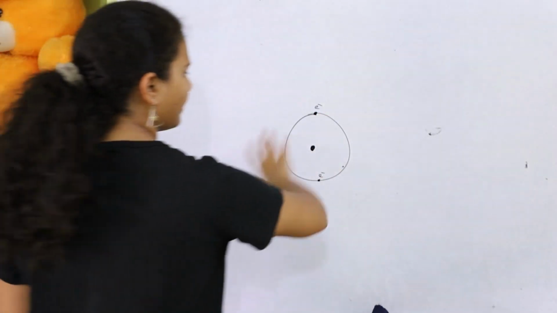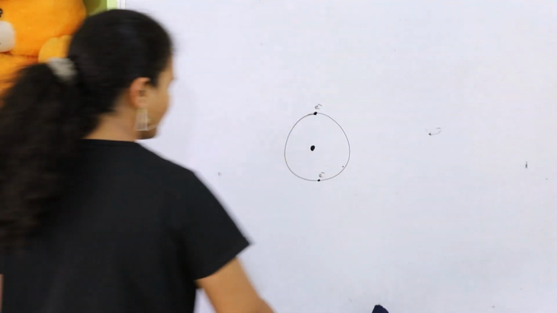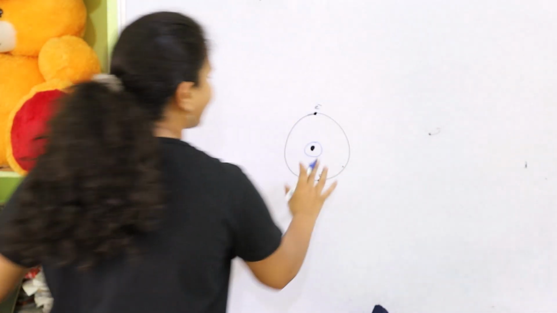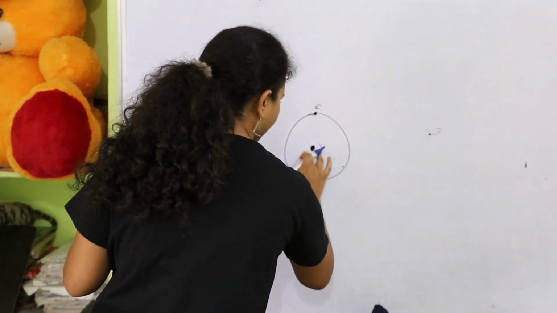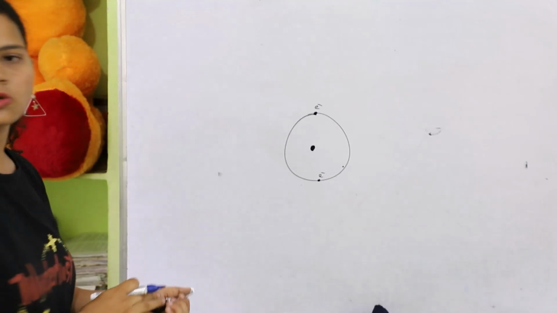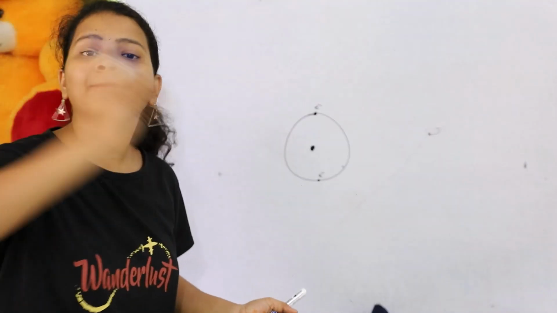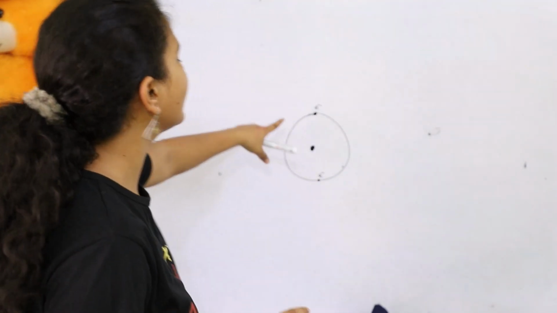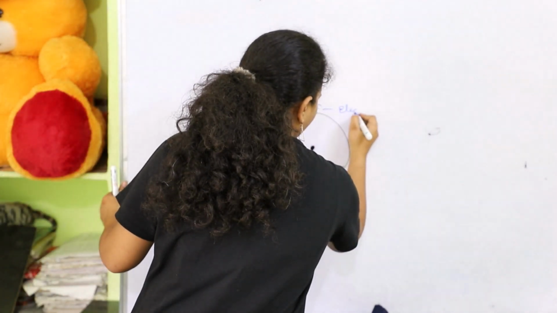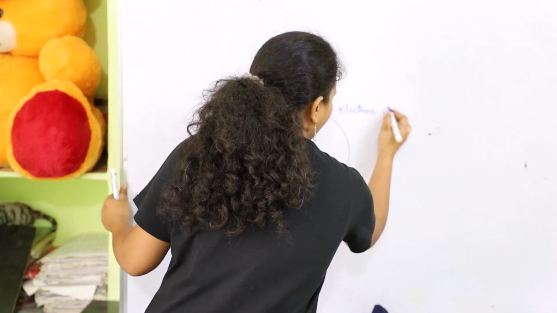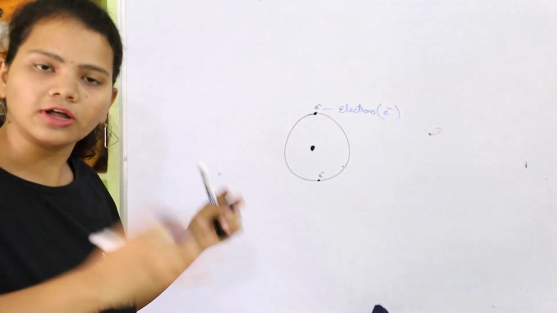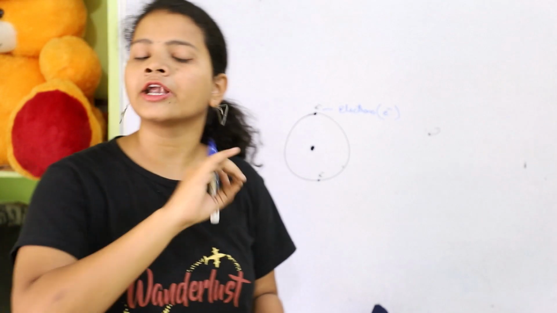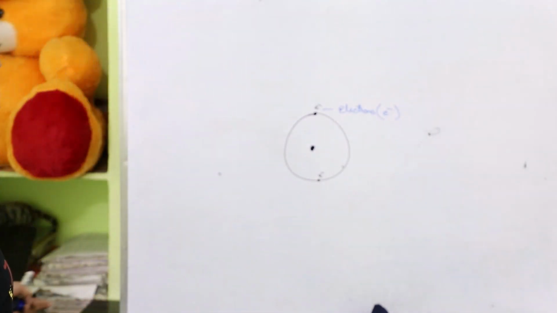So he made a structure of an atom, and he said that the structure of an atom looks exactly like the solar system. This is the nucleus, and the electrons act as the planets which are revolving around the sun, meaning revolving around the nucleus. These are electrons, and electrons have a negative charge. Protons are positively charged, electrons are negatively charged. Neutrons are neither positive nor negative, they are neutral.